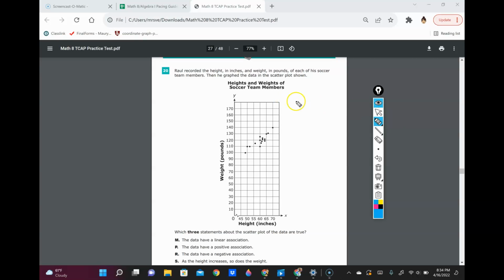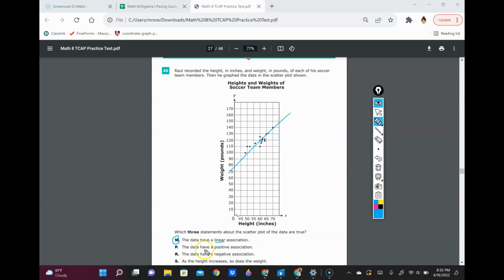Number 20. Raul recorded the height in inches and the weight in pounds of each of his soccer team members. Then he graphed the data in the scatter plots shown. Which 3 statements about the scatter plots of the data are true? If you notice these cluster points, try to draw a line of best fit the best you can through this data. It'll help you answer these questions. If you're able to draw a line, that tells you that you have a linear association.